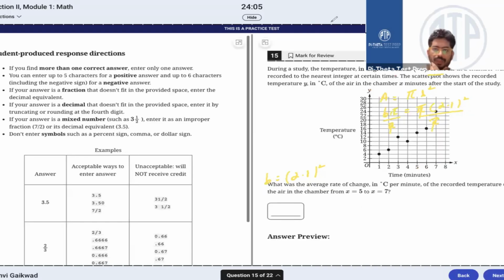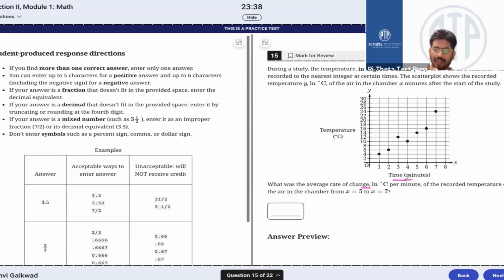Everyone, going to the next question here. Now they're telling you that during a study, the temperature in degrees Celsius of the air in the chamber was recorded to the nearest integer at a certain time. The scatter plot shows the recorded temperature y in degrees Celsius of the air in the chamber x minutes after the start of the study. Now, as simple as that, they're asking what is the average rate of change, in degrees Celsius per minute.